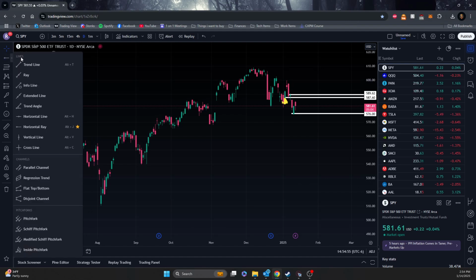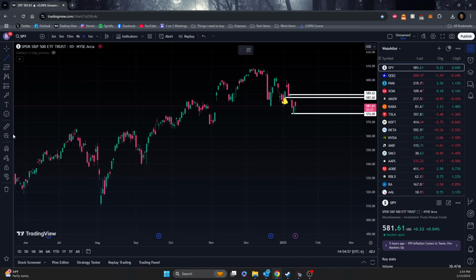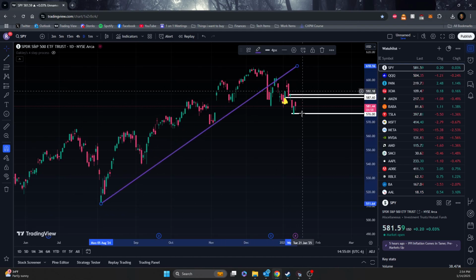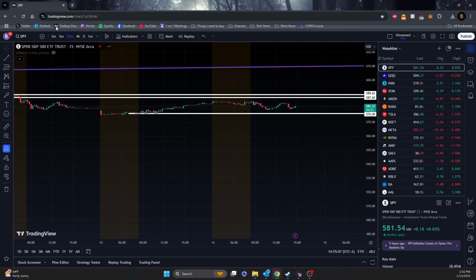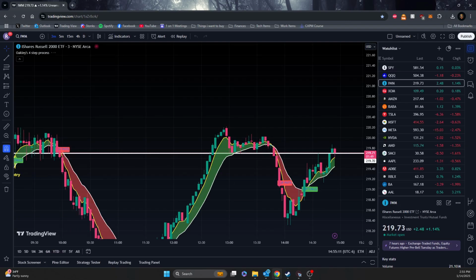You can draw a trend line just like this on the daily. You're bouncing here, you're coming down, you're bouncing, and now we've broke, and that's the only reason I would use the daily chart. But anyway.